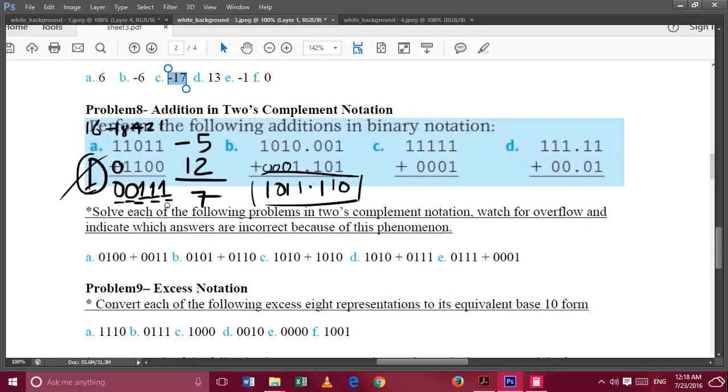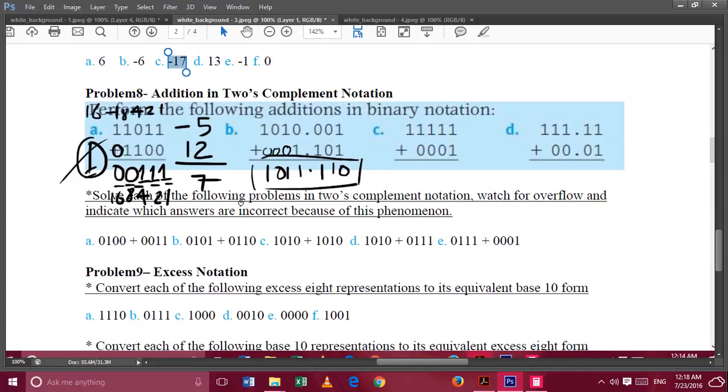Let's see, what is this number? 1, 2, 4, 8, 16. Again, this is a positive number here. Why? Because the most significant bit is 0. So 1 plus 2 plus 4 is 7. So just make sure when you're doing addition, you don't need this one here. You don't need it because it's just 5 bits. Okay.